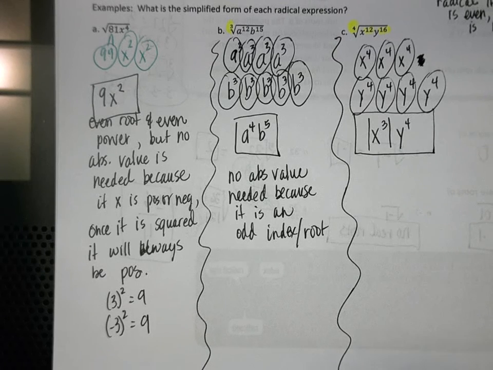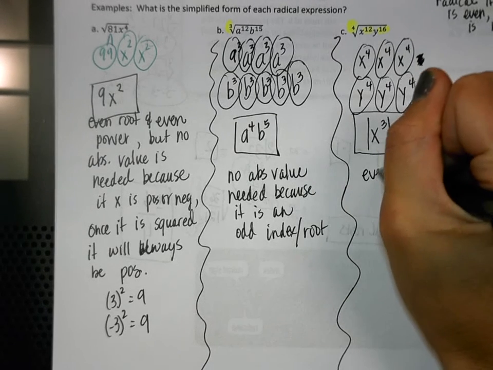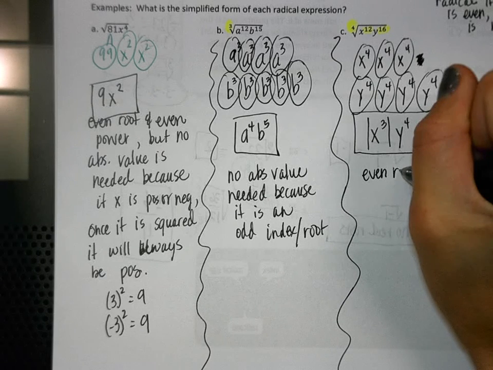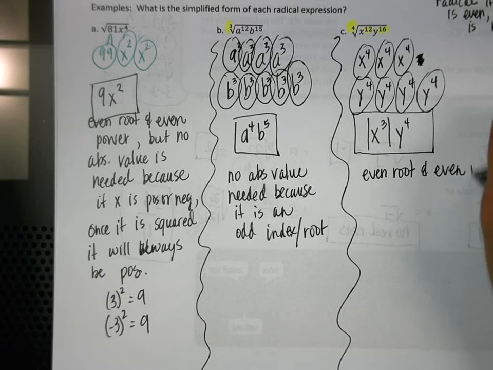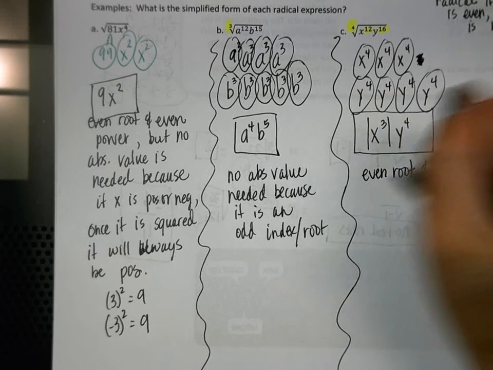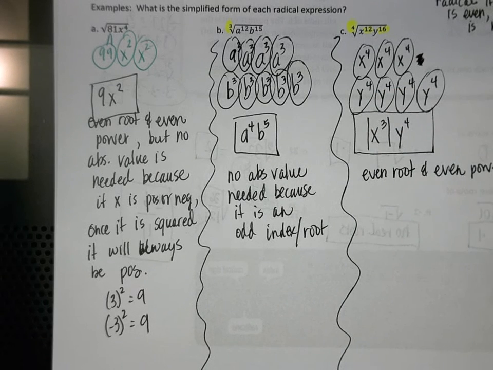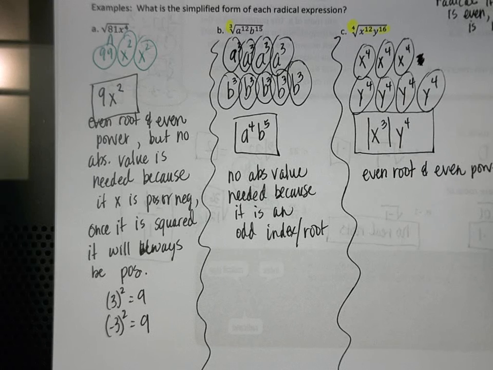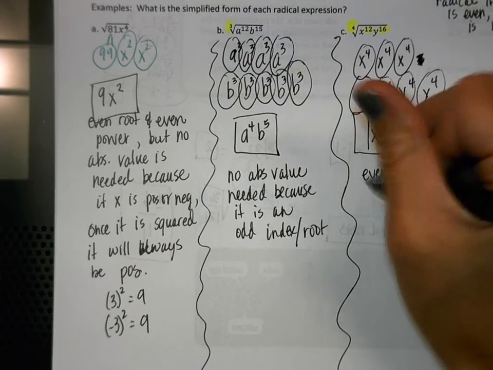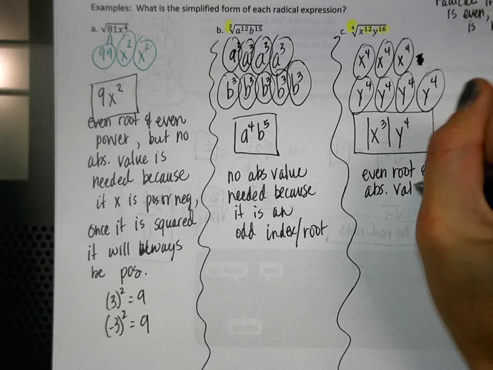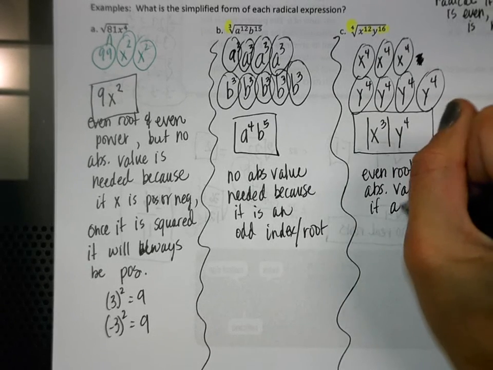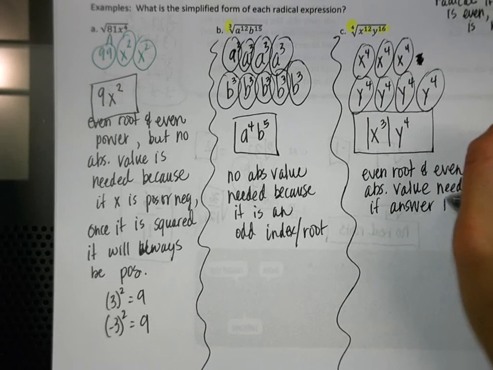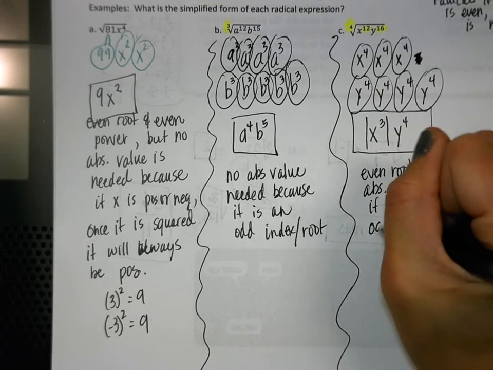So even root, or should I put even index? It doesn't matter. Write what makes sense to you. Even root and even power. I'm trying to decide how I wanted to phrase this. So even root and even power, absolute value needed if answer is an odd power.